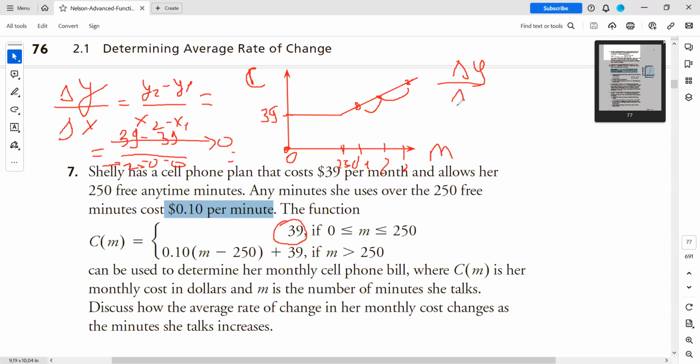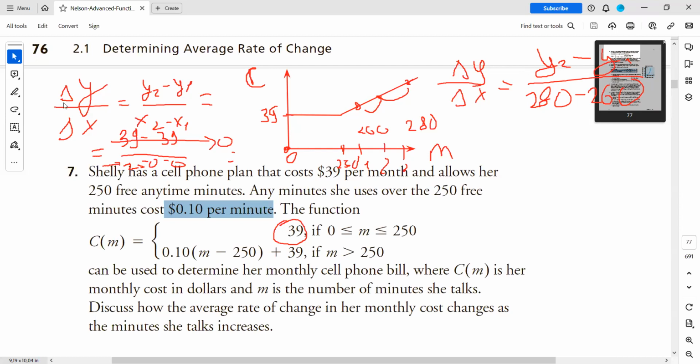Delta y over delta x. Let's take two moments in time, for example, 260 minutes and 280 minutes. I'm going to have 280 subtract 260 divided by... sorry, it's going to be 280 minus 260 in the denominator, right? Because these are the independent variable, the minutes. And in the numerator, I'm going to have the price at 280 minutes, subtract the price at 260 minutes.